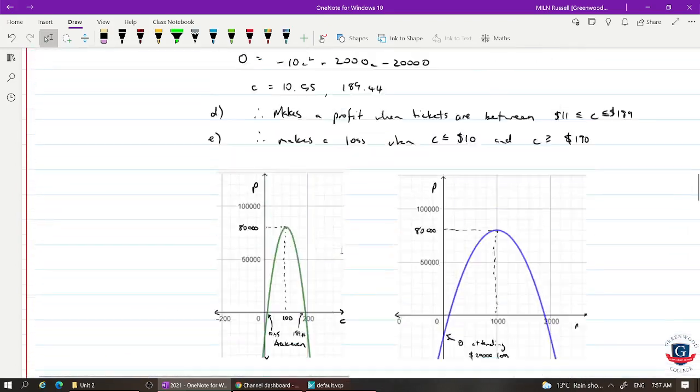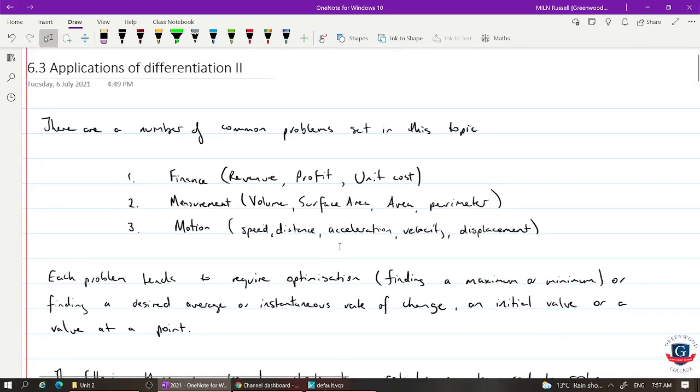And there we go. 3 examples of using differentiation to solve problems. Thank you, everybody.